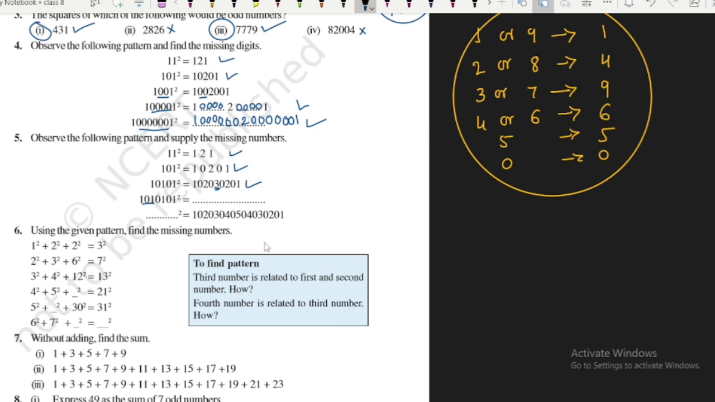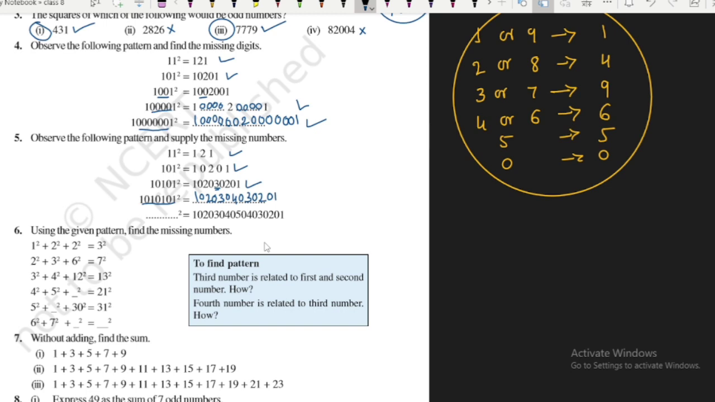Similarly here, how many times does 1 appear? 4 times. So you have to start with 1 and go up to 4. Okay, 10, 20, 30, 40, 30, 201. In this way you can write.